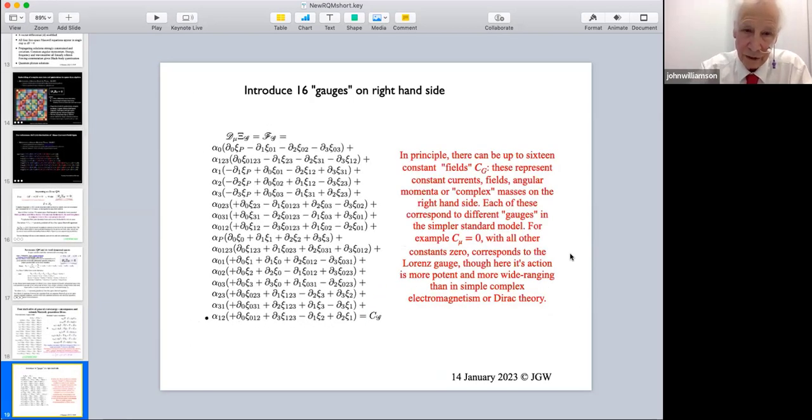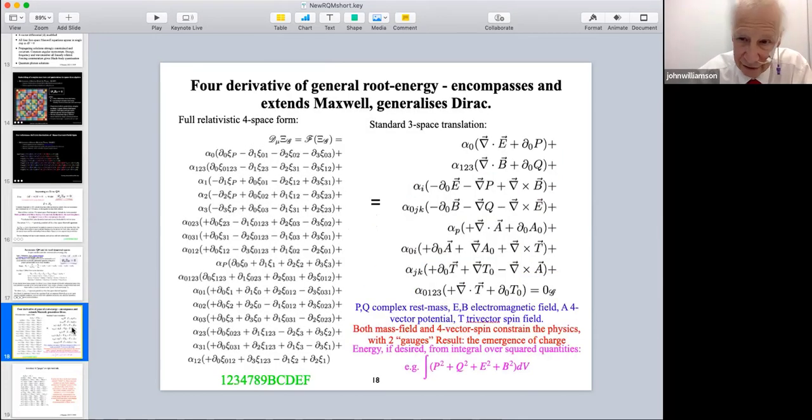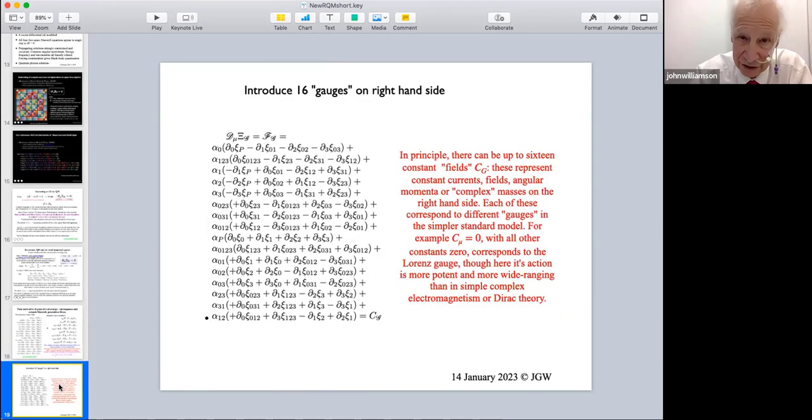So what are those 16 gauges? Well, one has 16 gauges on the right-hand side. Four of those. So what I've done here is I've set those things equal to zero just here. But in fact, this is an array of 16 constants. If I set that, instead of to zero, to a set of 16 constants, a set of possible constants.